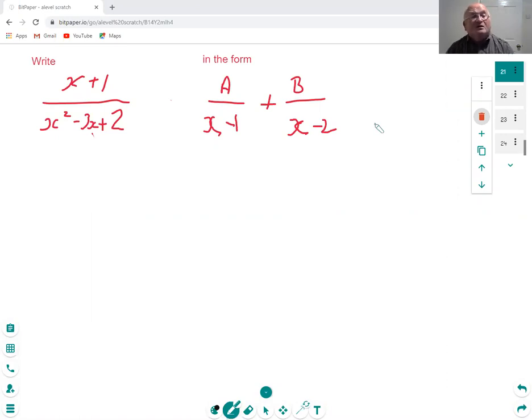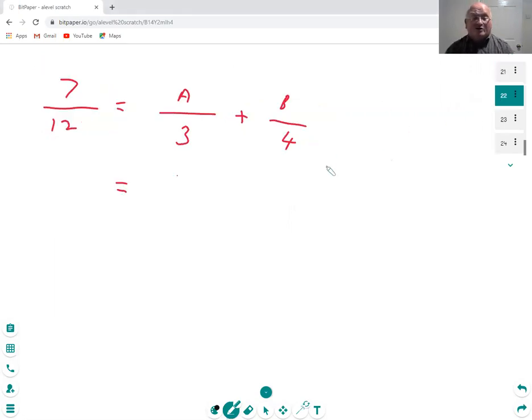So what we're going to do is split (x + 1) over (x² − 3x + 2) into two parts, partial fractions. The question in the exam paper would say something like: write what we have there, that (x + 1) over that expression, in the form a over something plus b over something. And we're going to come back to that example in just a moment.